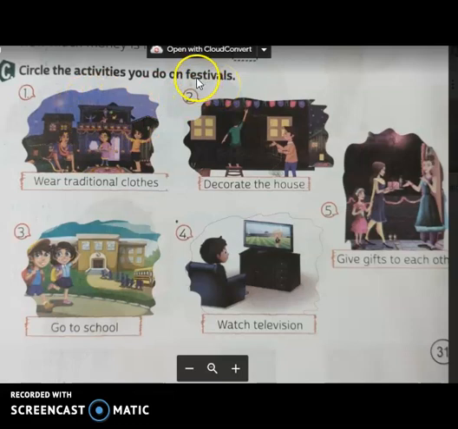I think festivals are to celebrate. So mostly you wear traditional clothes, decorate the house and give gifts. You don't do that is go to school and watch television. So you have to circle 1, 2 and 5.